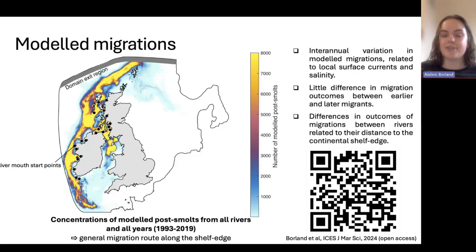But we looked at inter-annual variation in migrations, finding that to be related to local surface currents and salinity. We've also found little difference in the outcomes of migrations between fish which left the rivers earlier and slightly later. But we did find differences in migrations between rivers, and some of those differences were related to the distance of each river to the continental shelf edge.